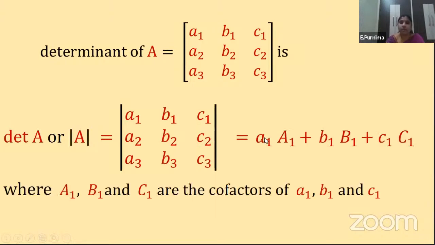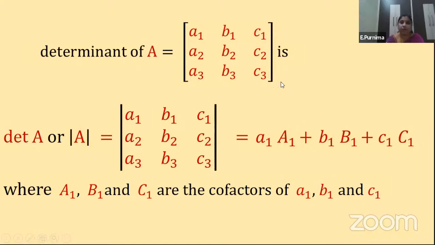Now how do you find out? It's nothing but A1 into capital A1. This capital A1 is what? Cofactor of this element A1. As I said, the sum of the products of the first row elements with its corresponding cofactors is A1 into capital A1, that is A1 into its cofactor, plus B1 into its cofactor, that is B1 into capital B1, plus C1 into its cofactor, that is C1 into capital C1, where capital A1, B1, C1 are the cofactors of the elements A1, B1, C1 respectively. Is it clear?